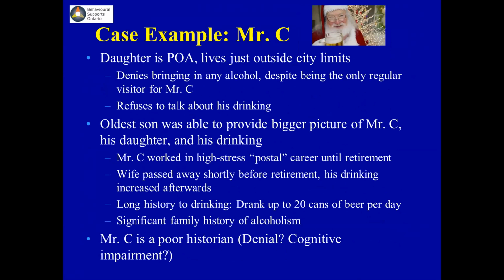The daughter was the power of attorney who lived just outside the city limits. The challenge with her is that she denied bringing in any alcohol despite being his only regular visitor. And when I talked to her on the phone, I told her I was referred to see her father. They had some concerns about what was going on. And she was fairly pleasant to me initially until I started to talk about his drinking, and then she hung up the phone on me.